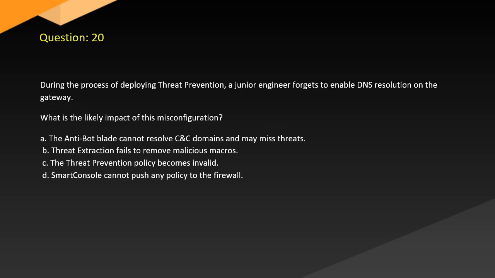Question 20. During the process of deploying threat prevention, a junior engineer forgets to enable DNS resolution on the gateway. What is the likely impact of this misconfiguration? A. The anti-bot blade cannot resolve C&C domains and may miss threats. B. Threat extraction fails to remove malicious macros. C. The threat prevention policy becomes invalid. D. SmartConsole cannot push any policy to the firewall.